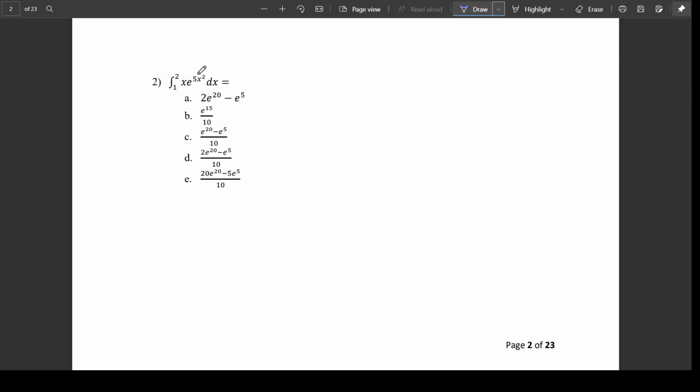Since those are one power apart, the first thing that should come to our mind is, oh, we can do a u substitution. So we'll do that. We'll set u equals 5x squared. We'll take the derivative and get du is equal to 10x dx. Then we'll solve for x dx, because that's what's here, x dx, and we'll get du over 10 is equal to x dx.